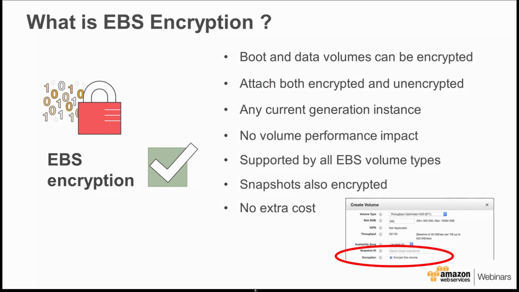Speaking of encryption, I'll go a little bit more in detail on that. As mentioned earlier, EBS offers native encryption. Just click a checkbox and you can encrypt your boot and data volumes. No additional actions are required. You can attach both encrypted and unencrypted volumes to your instance, and encryption is supported on any current generation instance. When you're using an encrypted volume, there's no performance impact. Encryption is supported with all EBS volume types, and snapshots of your encrypted volumes are also encrypted. Note there's no extra cost with using EBS encryption.